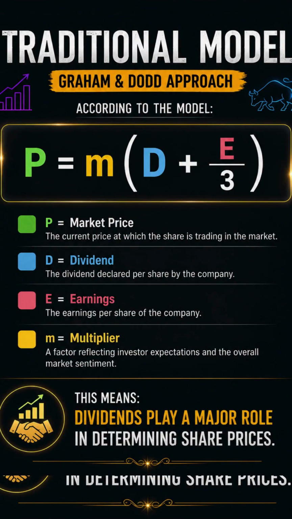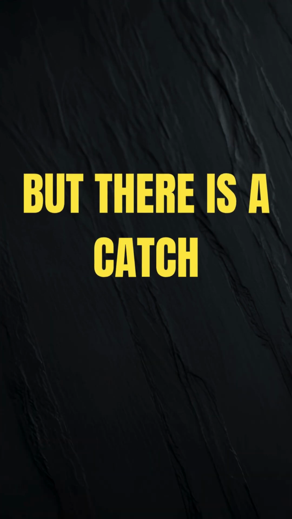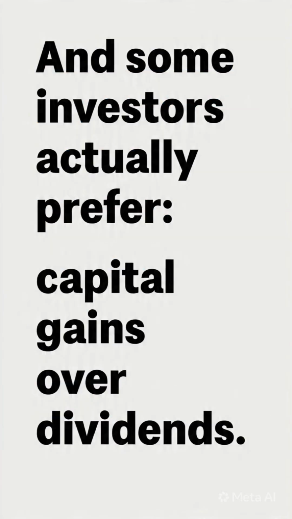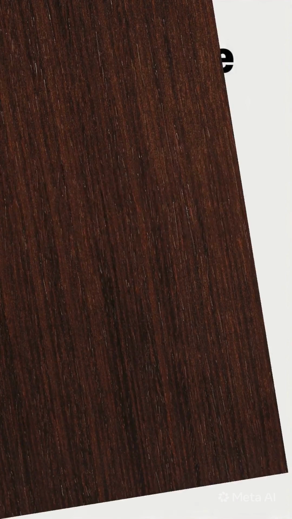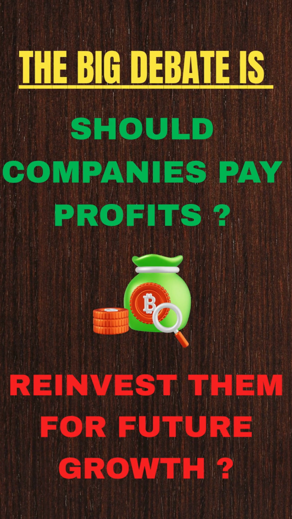As you can see, according to the model, dividends play a major role in determining share prices. But there's a catch. Some companies pay low dividends and still grow massively because retained profits increase future earnings, and some investors actually prefer capital gains over dividends. So the big debate in finance is, should companies pay profits or reinvest them for future growth?